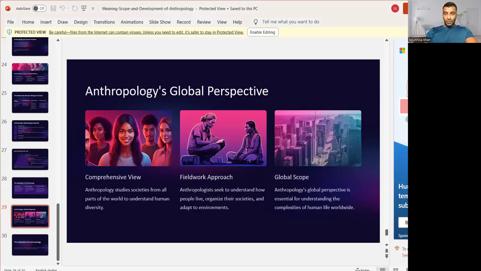If you come to global perspective, we already discussed this. Anthropology's global perspective is one of its most important contributions to our understanding of human life. So by studying societies from all parts of the world, I told you, not only one part, across the world, anthropology provides a comprehensive view of human diversity, right? How diverse the world is. And whether studying small isolated communities or large cosmopolitan cities, anthropologists seek to understand how people live, how they organize their societies and how they adapt to their environments. So this global perspective is essential for understanding the complexities of human life and for addressing the changes that face our world today.